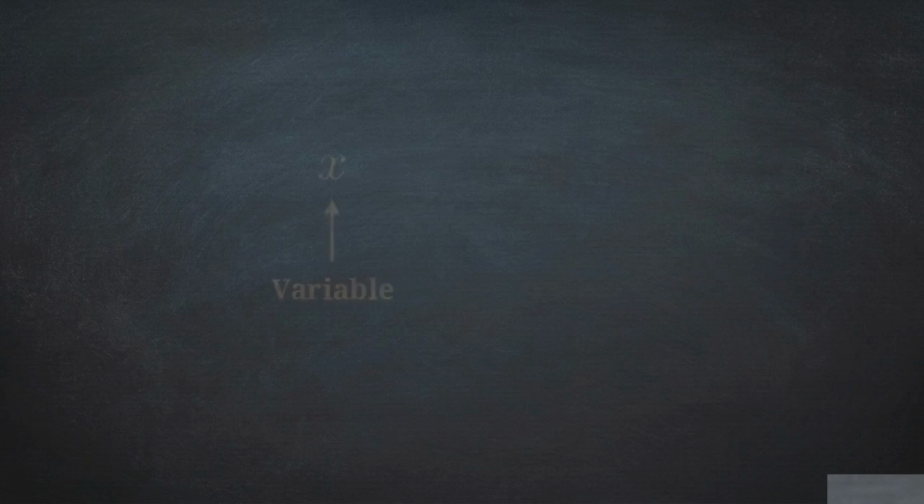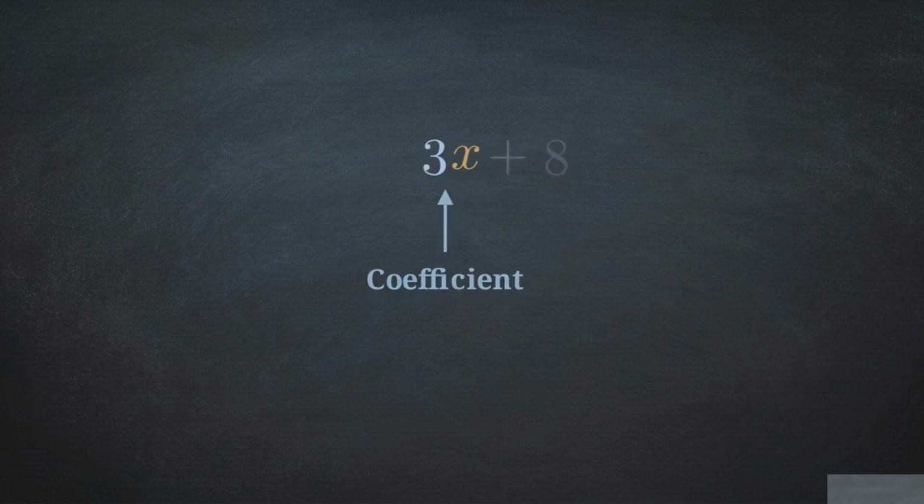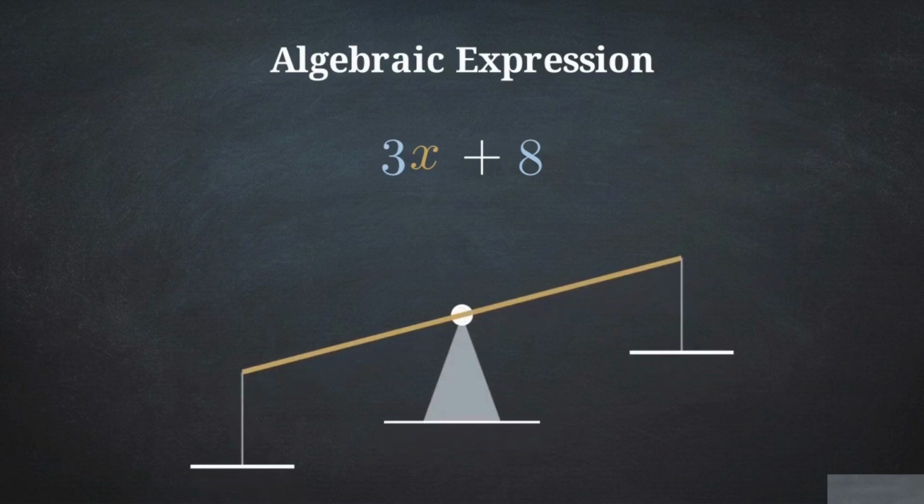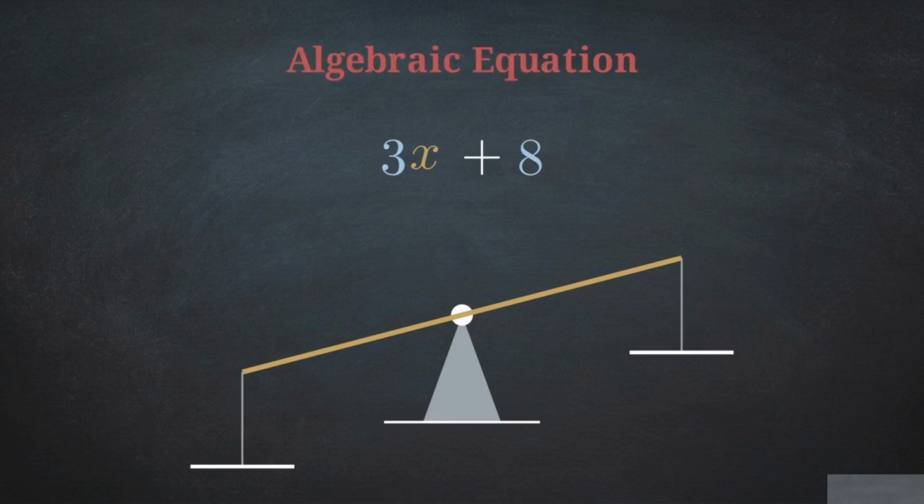We start with variables, like x, representing unknown values, distinct from constants like 3. Attaching them creates a coefficient. An operator joins them into an algebraic expression, like 3x plus 8. Without a target, it remains an open-ended statement. An expression describes a relationship, but to solve the mystery, we turn it into a complete thought, an algebraic equation.